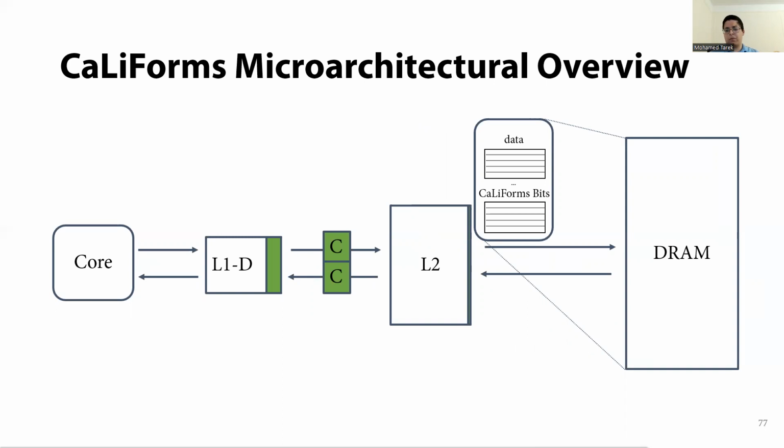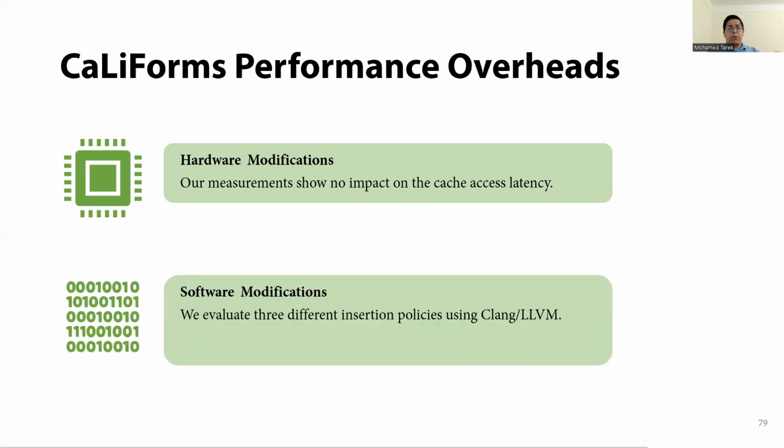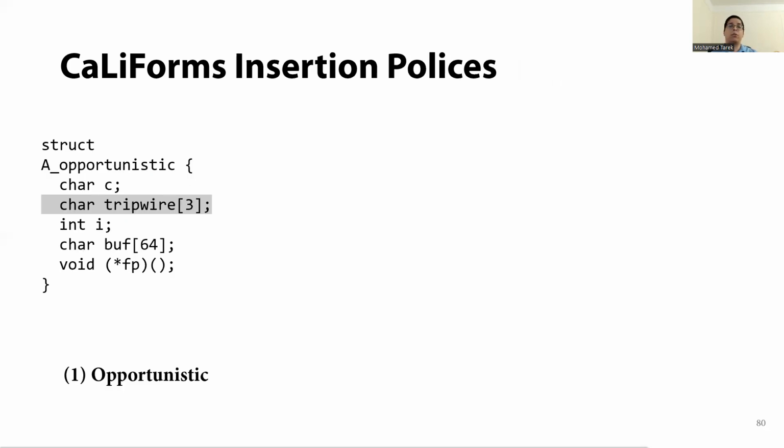But what about the performance overheads of this technique? We implement all the hardware changes of CaLiForms in Verilog. The results of our VLSI implementation show that our hardware modifications have no impact on the cache access latency and can be totally hidden within the pipeline. In terms of the software modifications cost, we evaluate 3 different insertion policies for the blocklisted bytes. The first policy, which we refer to as the opportunistic policy, only makes use of the naturally occurring dead bytes or paddings within a struct. For example, the ones that exist to satisfy language alignment requirements.